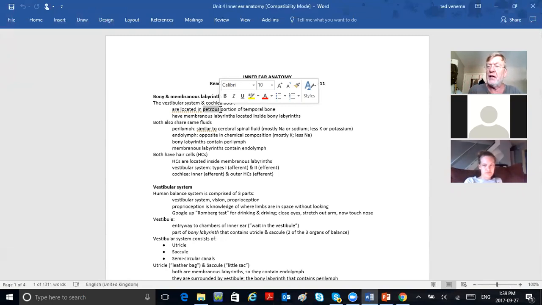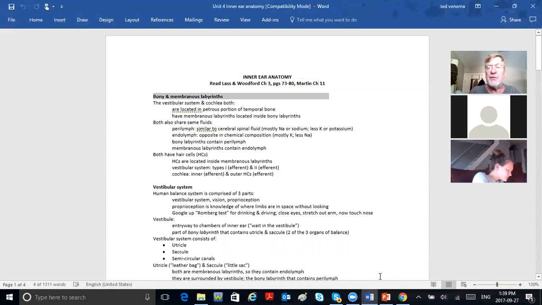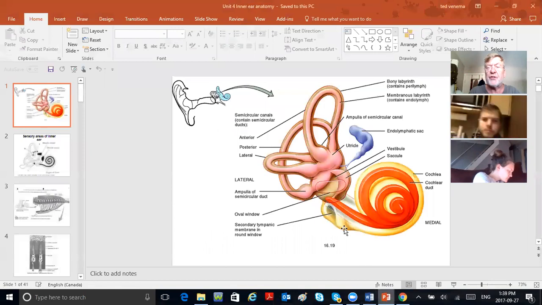The cochlea and balance organs are located in the petrous portion of the temporal bone, whereas the middle ear and the outer ear are located in the less dense mastoid portion of the temporal bone. But look closely, they both have bony and membranous labyrinths. Let's take a look at the picture.